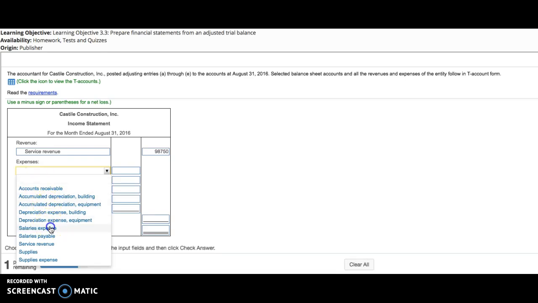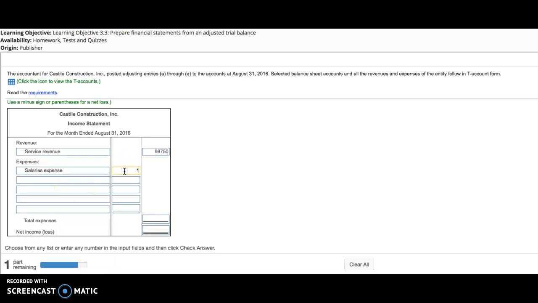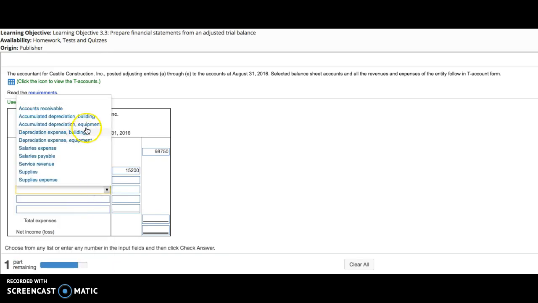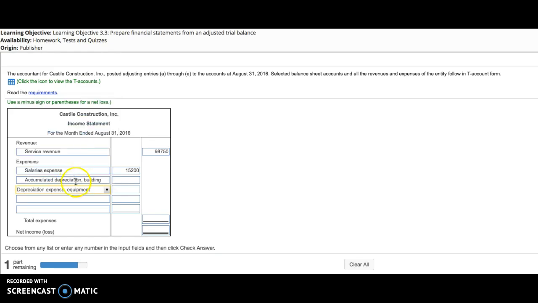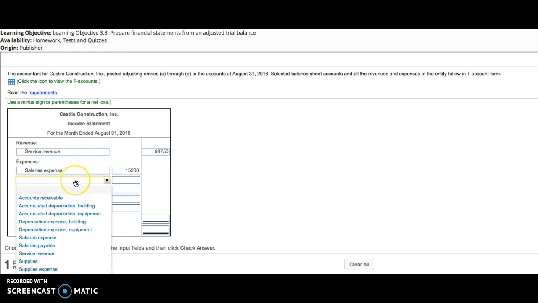So our highest expense is the salaries expense. It's going to be 15,200, and then the next highest expense is going to be depreciation expense for building, then depreciation expense for equipment, and then supplies. So we got to make sure that we use depreciation expense here. We're not looking for the accumulated depreciation. The accumulated depreciation shows up on your balance sheet, not on your income statement.